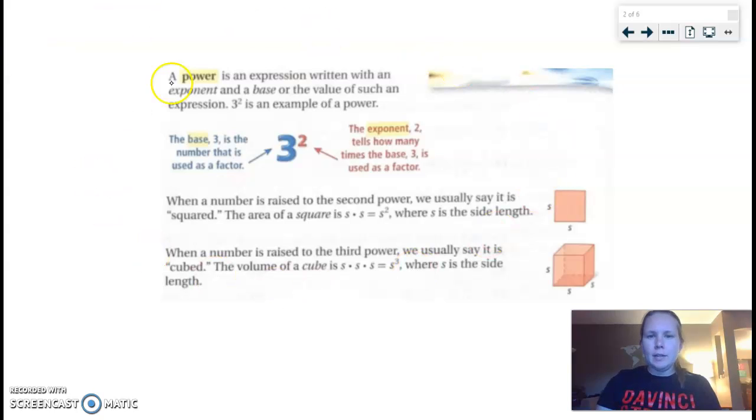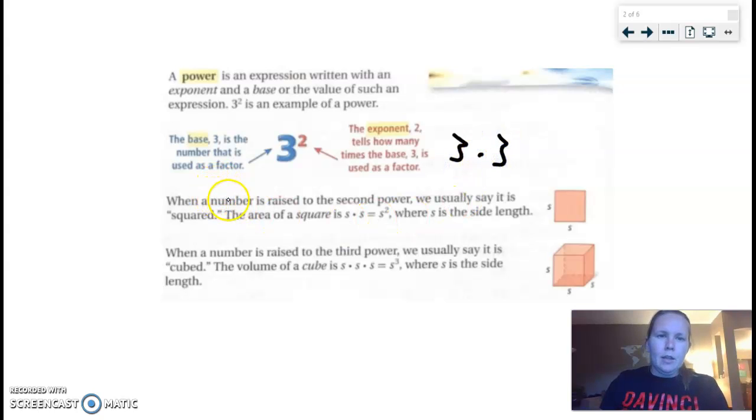Alrighty, we talked about this a couple weeks back when we were talking about order of operations, but as a reminder, a power is an expression written with an exponent and a base, or the value of such an expression, such as 3 to the second. So 3 is your base number, 2 is your exponent. That means 3 is the number you're continuously multiplying. I'm going to multiply it twice, or by itself twice. So I'd write it out as 3 times 3.